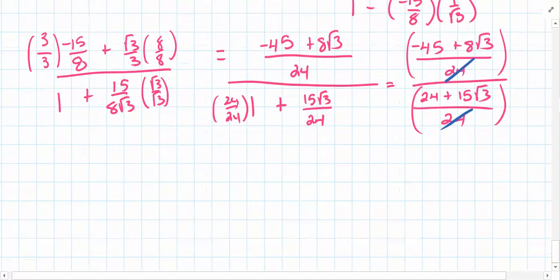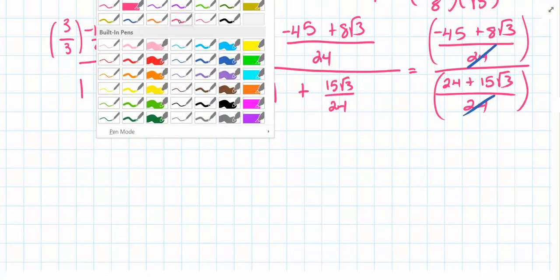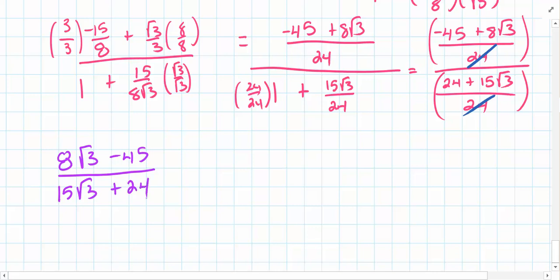All good? You good? Yeah, that's what we had. I got that, but my bottom was 24 minus 15 root 3. You've got to watch that sign, right? Okay. So I'm going to rewrite it like this. I'm going to write it as 8 root 3 minus 45, all divided by 15 root 3 plus 24. So far, so good?